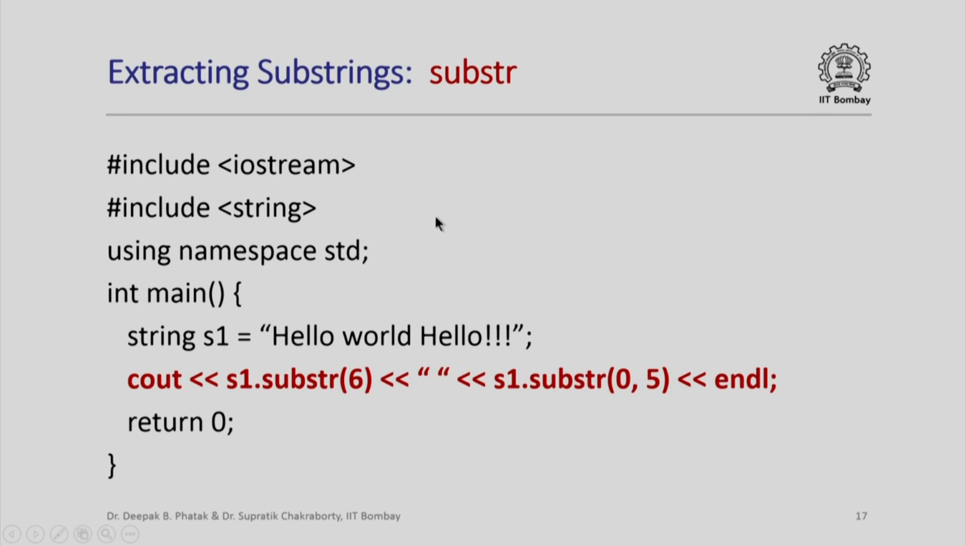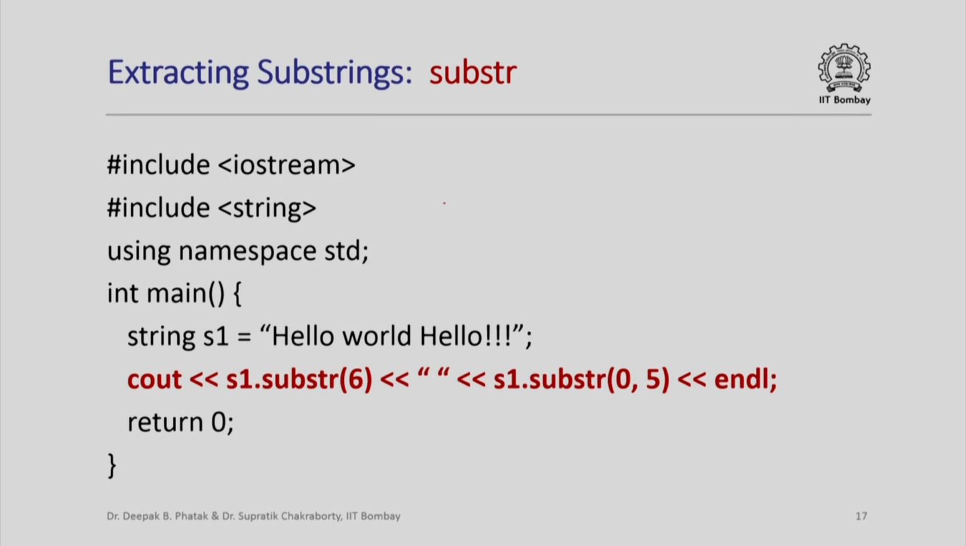You can also extract substrings from a given object of the class string. So for example, here is our same string, hello world hello followed by 3 exclamation marks. Now if I try to print this out, what I am saying is find the substring of S1 starting from position 6 until the end of the string. So what is at position 6? This is position 0, 1, 2, 3, 4, 5, and that is position 6. So basically starting from W, print this string until the end of the string.